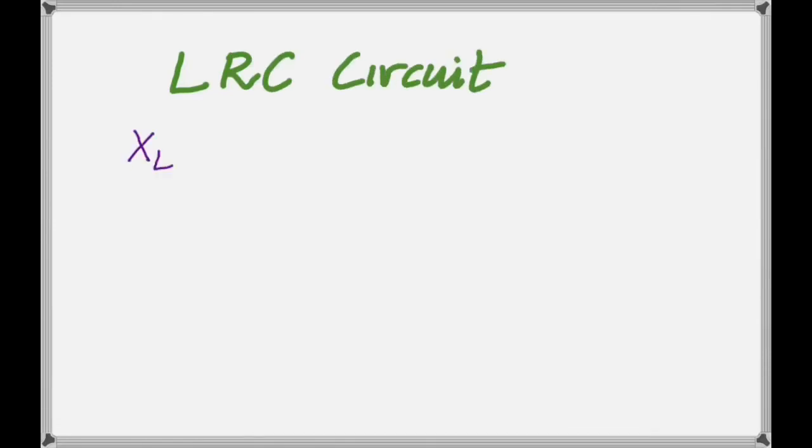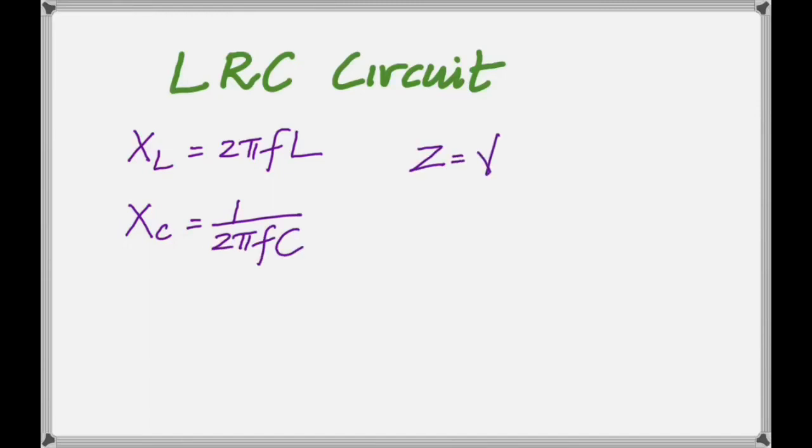This is a favorite. LRC circuit, series resonance circuit. We also did this lab. So you have to know that inductive reactance is 2 pi f times the inductance. Capacitive reactance is 1 by 2 pi f times the capacitance. And the impedance in an LCR series circuit is square root R squared plus XL minus XC whole squared.